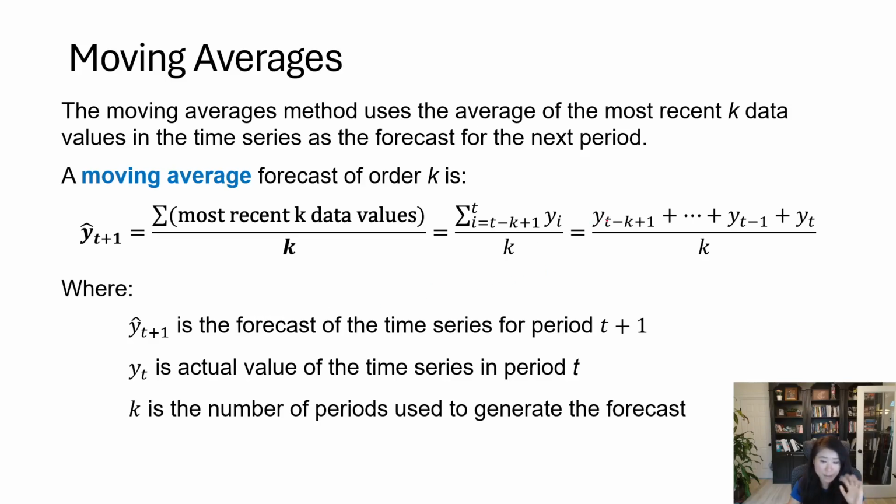So you basically look at your historical K period values and then calculate the average. That will be the predicted value for the following period. And then you shift one more day and calculate using the same number of historical periods, and then calculate the average. So this method is called moving average.